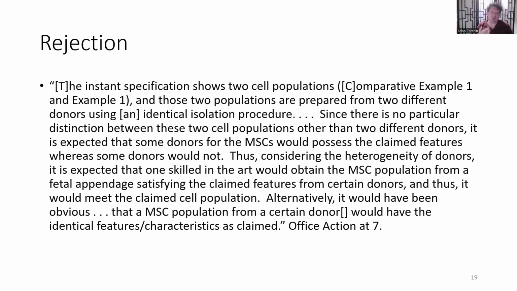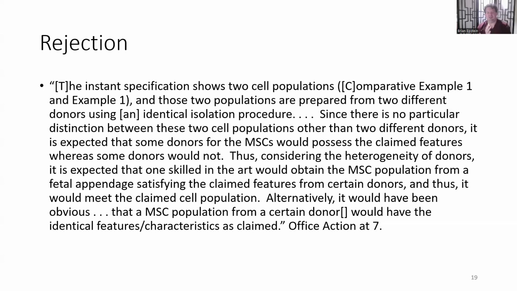And then the examiner continues. He says, the instant specification shows two cell populations, right? We showed those, comparative example 1 and example 1. And those two populations are prepared from two different donors using an identical isolation procedure. Absolutely true. Since there's no particular distinction between these two cell populations other than two different donors, it is expected that some donors for the MSCs would possess the claimed features, whereas some donors would not.